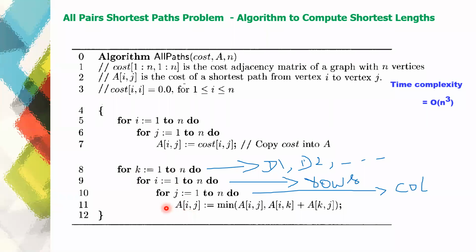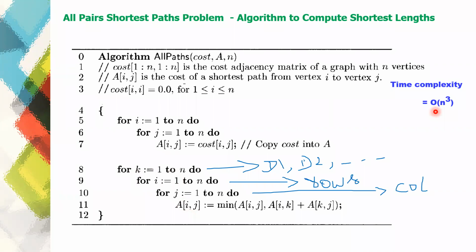And repeat this process for every row, every column in a distance matrix, and as such you are going to build n number of matrices in n cube time. That will be the maximum time. So instead of writing big O of n cube, you can also write theta of n cube.